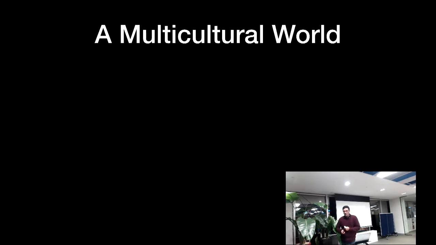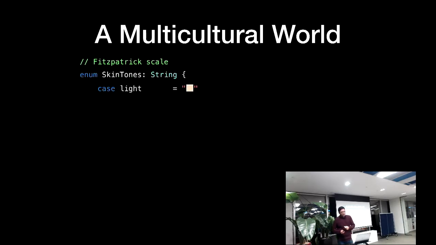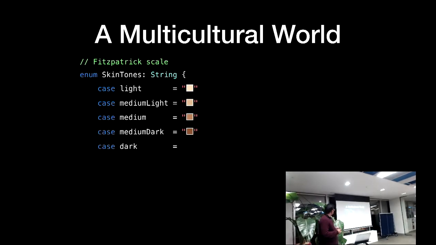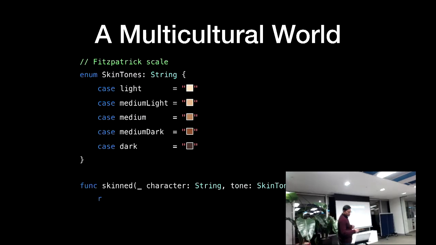Now, we are in Melbourne. It's a multicultural place. There's a Fitzpatrick scale, which tells you about the different skin tones. So here's some code again. Let's create an enum with some skin tones, and a small little function which just skins a character. Basically what it does is take a character, whatever you have, and add a skin tone as an enum.